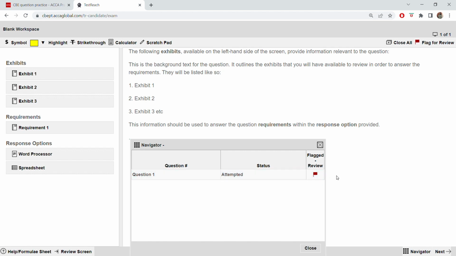Click here, flag for review. This red flag will tell you that you have to come here and do the question. It's not completed. Once you have done it, you have to remove it. Just click on it again and the red will go; it will become a white flag. White flag means you are safe, you are completed.